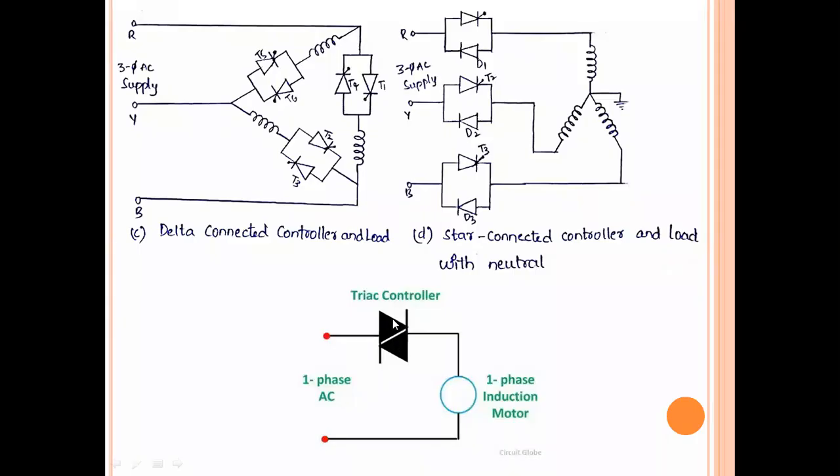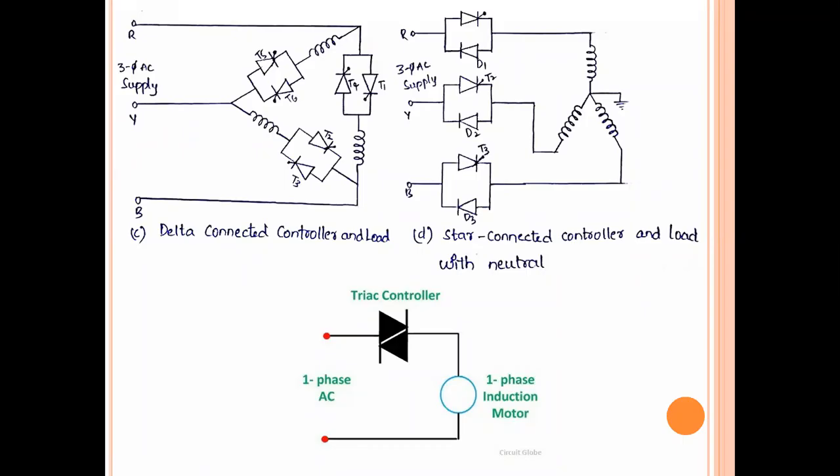If you use thyristors also, we have seen the same operation in the AC voltage controller concept in the power electronics subject, as well as we have done the experimentation in the power electronics lab also. So by controlling the firing angle, we can control this AC voltage controller, means a thyristor or a triac, any switch.